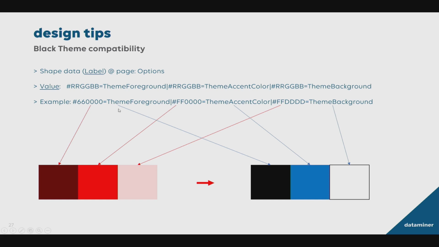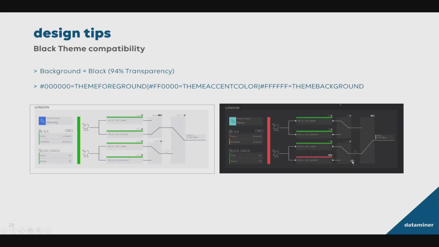In here, you can see each theme has 3 colors: theme foreground, accent color, and background. In case you have this color, which is dark red, this will get translated into the theme foreground color, which is black for the mixed theme. In the black theme, these colors are swapped, so the theme foreground color in a black theme is white. So what we can do is use black colors that will get translated into white whenever you use a black theme.